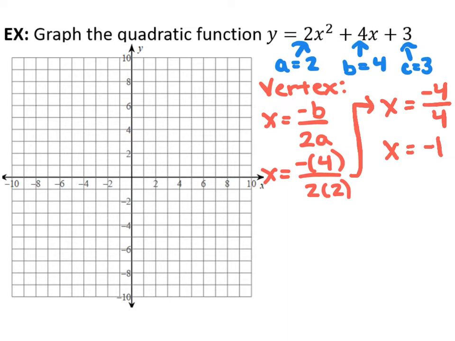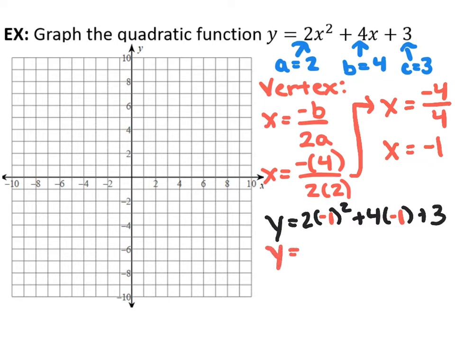Now if we plug this back into the original equation, so y equals 2 times x squared plus 4 times x plus 3, substituting the negative 1, if I plug that whole thing in, you get y equals 1. So this means the vertex has the ordered pair negative 1, comma 1, which you can plot on your graph. So you would go back 1 and up 1.